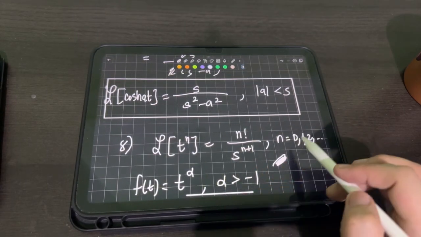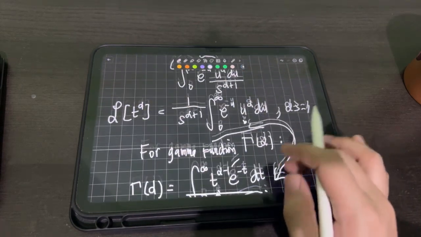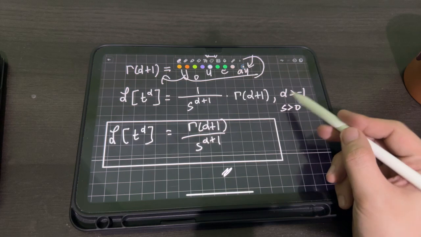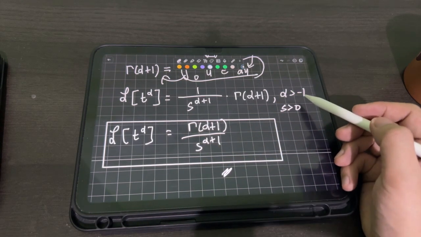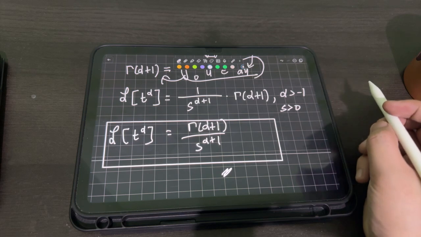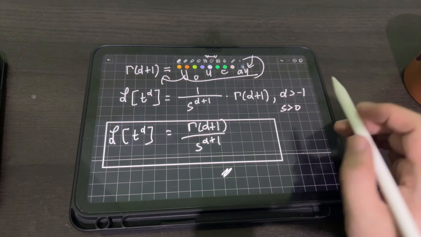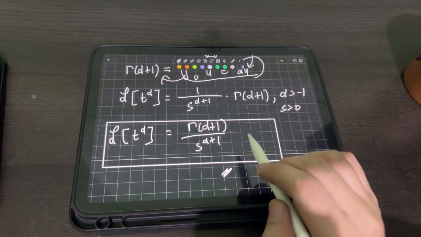For this one, you just have whole numbers value of n, but for this one, you can have values of exponent t alpha greater than negative 1. All real numbers greater than negative 1. Okay? So, you should memorize this formula, another standard Laplace transform formula.